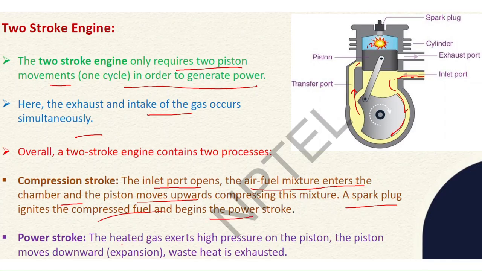Okay. Power stroke: after the combustion, the heated gas exerts high pressure on the piston and the piston starts to move downwards. This is the expansion, and waste heat is exhausted from here.